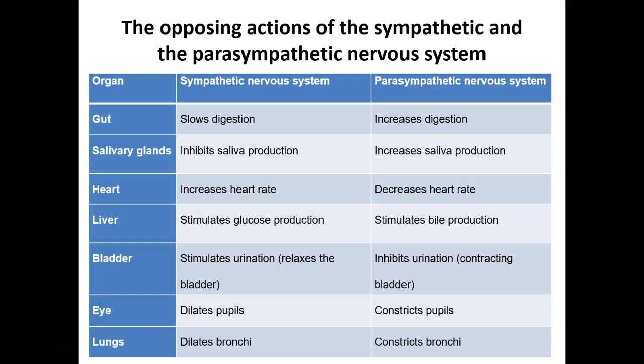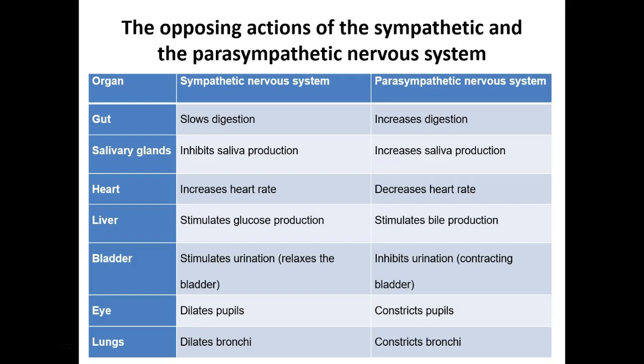It also stimulates glucose production in the liver. This is because we need glucose to create energy, and if we're in a stressful situation, we might either need to defend ourselves or run away. It relaxes your bladder, which is why when you're worried or nervous, you're more likely to want to go to the toilet. It dilates pupils and dilates your lungs or your bronchi, so you can increase breathing rate. Obviously, we need oxygen for respiration, and it is respiration that gives us energy.